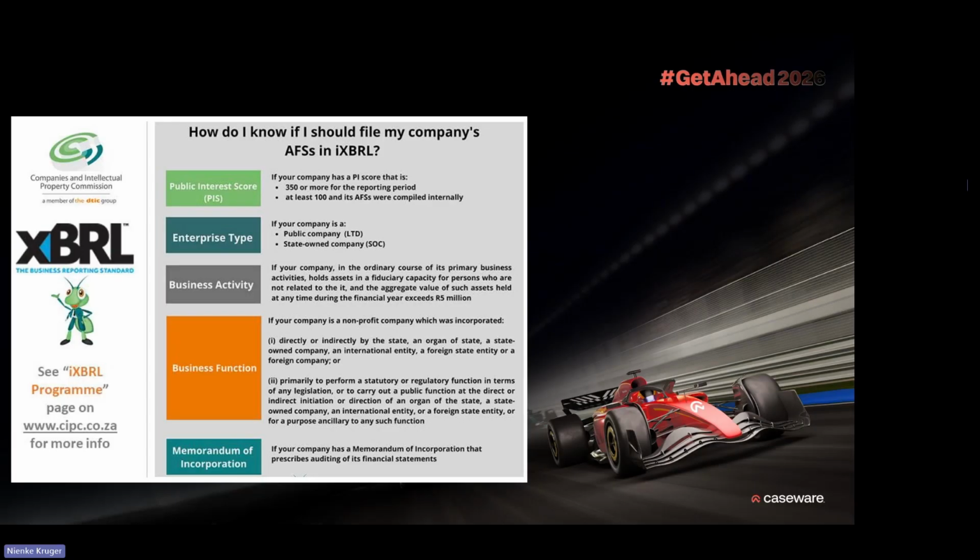So in South Africa, you have to do iXBRL if your PI score is more than 350 for any reporting period, or if you ask for internally compiled at least 100. And then there's some enterprises, your LTDs and your SSCs, they must always do it. And then there's some other business activities and business functions. But the most important thing is the PI score of 350 or internally compiled 100.